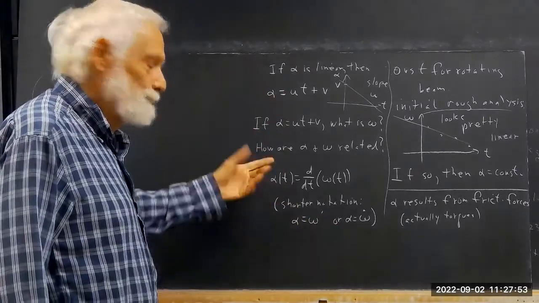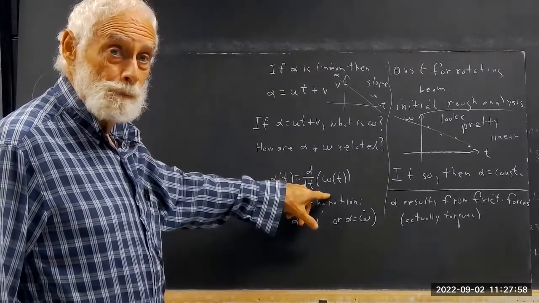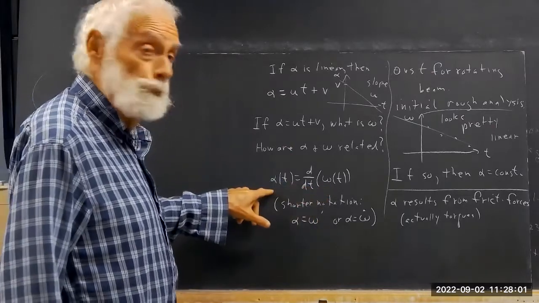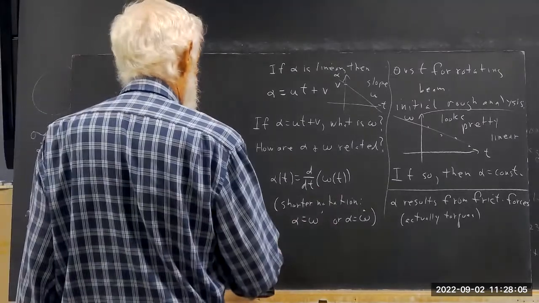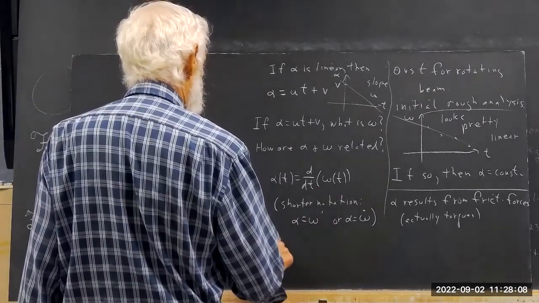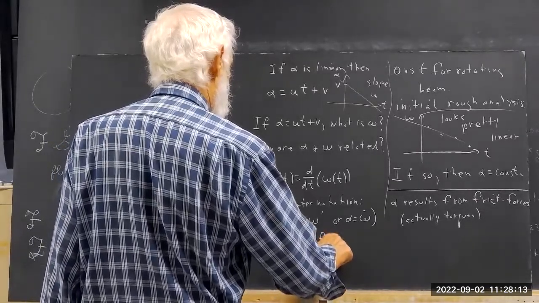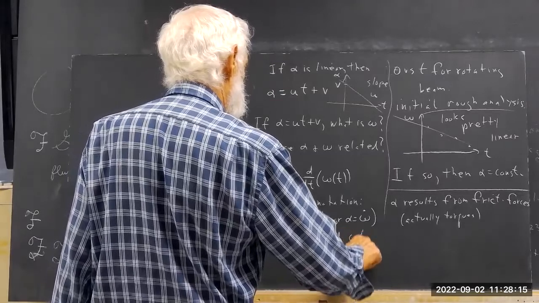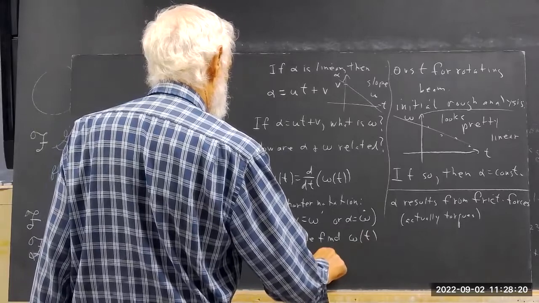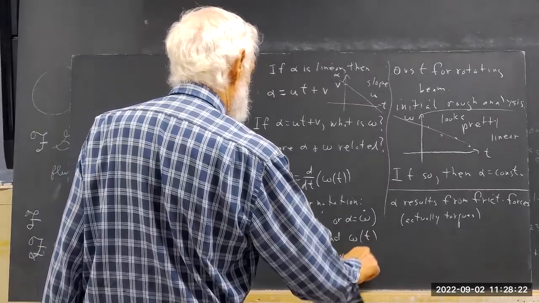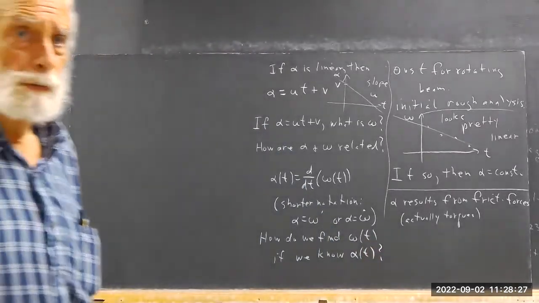Okay, so back to what we're talking about. We've established that alpha is a derivative of omega. So if you have alpha of t, you can get the omega. Okay, so how do we find omega of t if we know alpha of t?